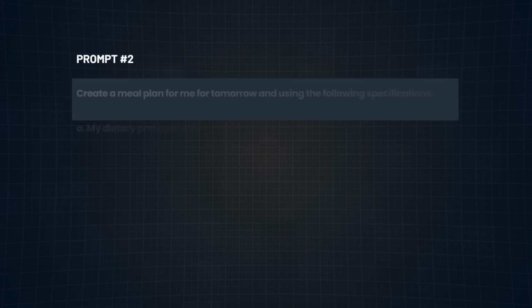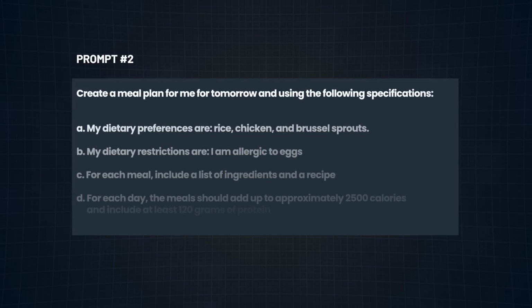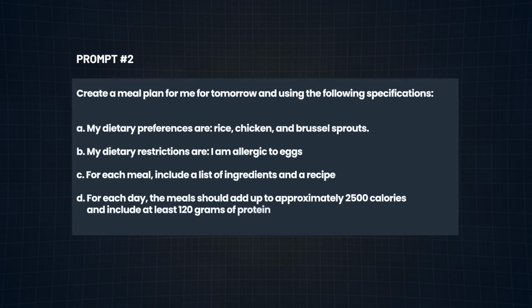Now let's move on to round 2, which is an intermediate prompt. This prompt looks like this. As you can see, it's much more elaborate and includes many more details like dietary preferences and restrictions. We also went ahead and added a calorie intake goal with a certain amount of that coming from protein, in this case, a minimum of 120 grams. But my favorite part of this prompt is that we are asking for ingredients and recipes for each meal because I need things to be as simple as possible in the kitchen.